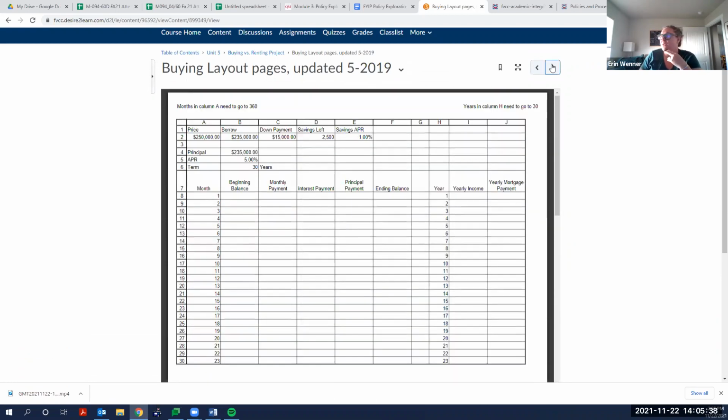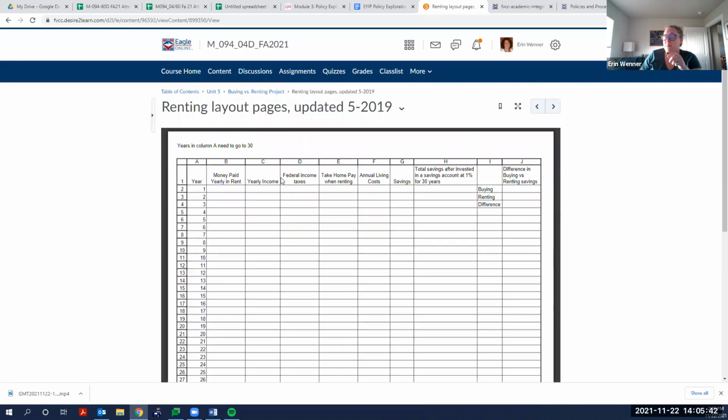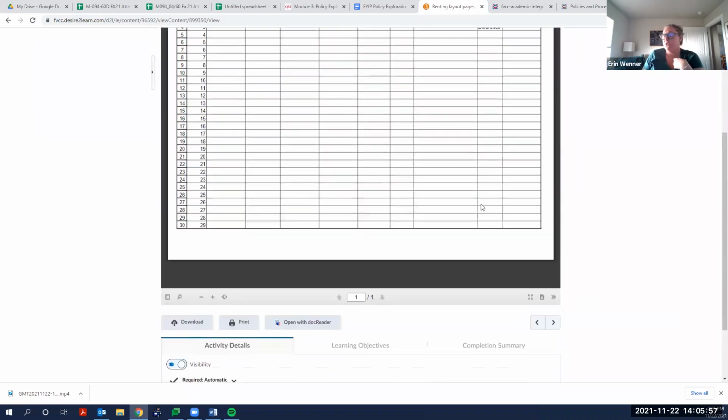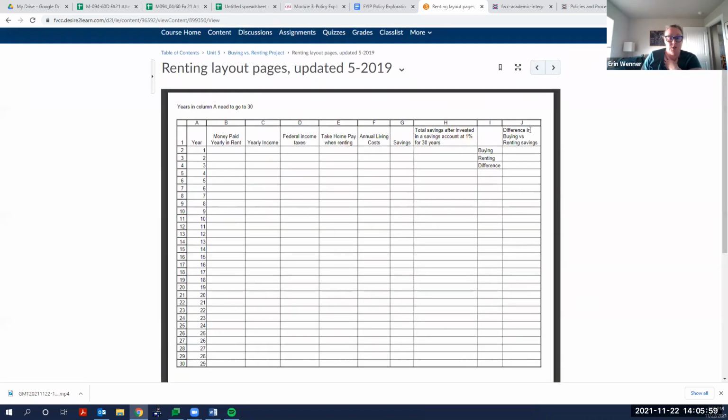And then we've got, wait for it to load, the renting pages, which is significantly smaller because we're renting. There's not as much that's involved there. So you'll notice column A needs to go to 30 because we're looking at 30 years. I know it cuts off at 29 here, but you need to make sure yours goes to 30. And then there's only one page because it only goes to column J.